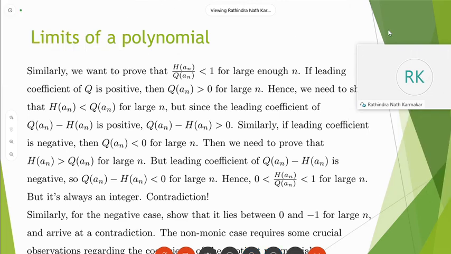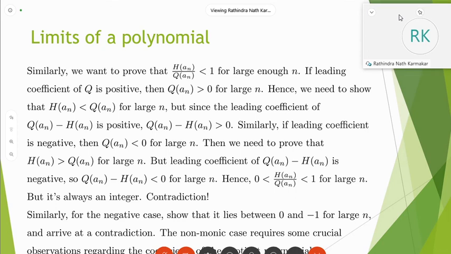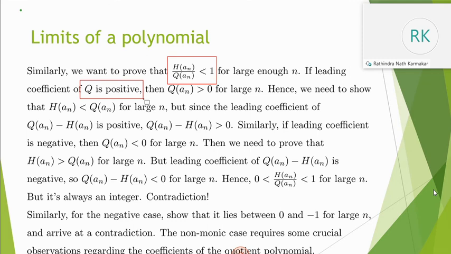Okay, so I'll go over the whole argument and you can see the recording later. We want to prove that h of n by q of n is less than 1 for large enough n. Now, we deal with one case when the leading coefficient of q is positive. And just now we saw that for large enough values of x, q of x is greater than 0. And again, for large enough n, an can be made arbitrarily large. And hence, if you substitute for large enough n, q of an will be greater than 0.